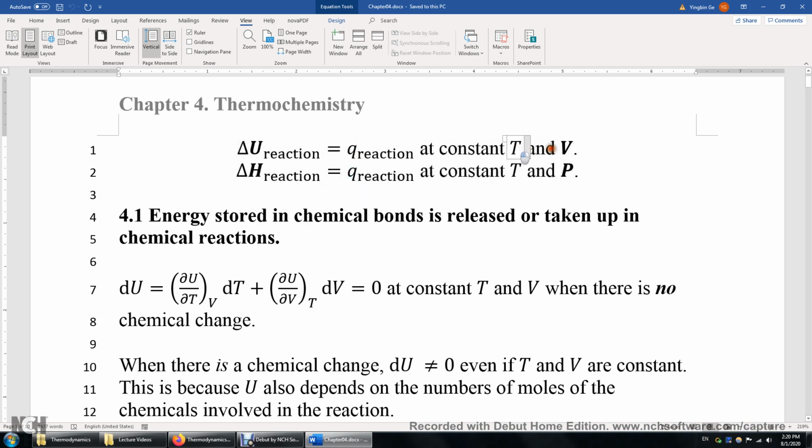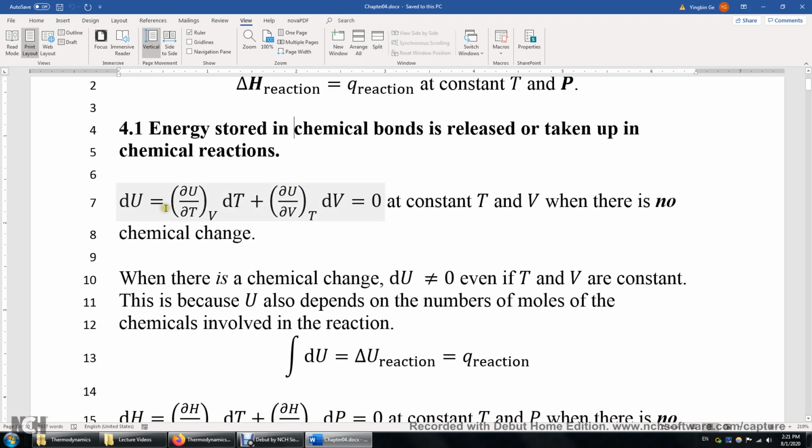Well, look at the condition. At constant temperature and volume, Q of the reaction is the internal energy change. At constant temperature and pressure condition, Q is equal to the enthalpy change.